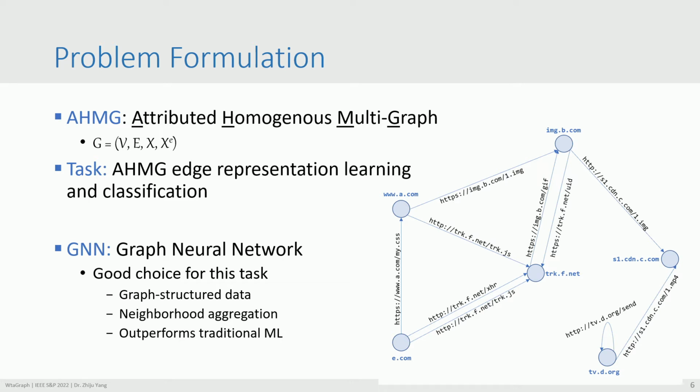We pick GNN, which is graph neural network, because it's really a great choice for this type of task. We have graph-structured data over here. And also, GNN is known for its neighborhood aggregation, also known as message passing. That mechanism can leverage and learn the implicit features of the graph structure. Different works and papers have shown that graph neural networks can outperform traditional machine learning a lot. Okay, so this is our formulation, and this is our intuition.